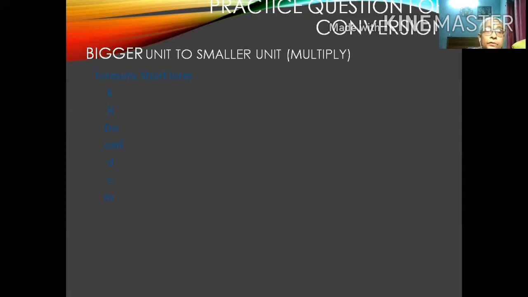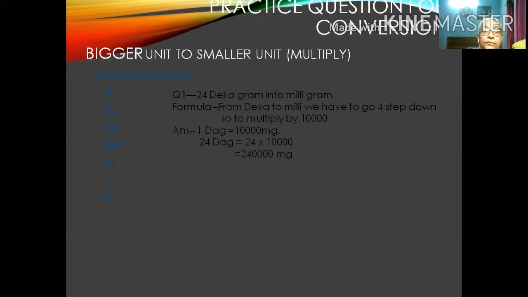So the formula for the short form is KHDA unit DCM. Now let us take one example. The first example is 24 decagram into milligram. Let us see what the formula is.